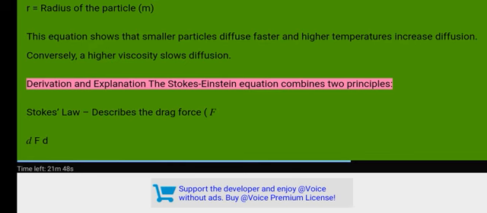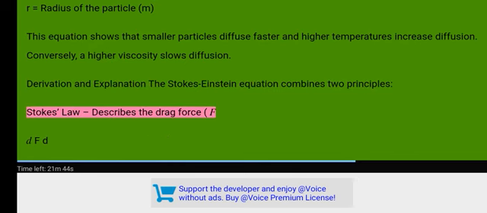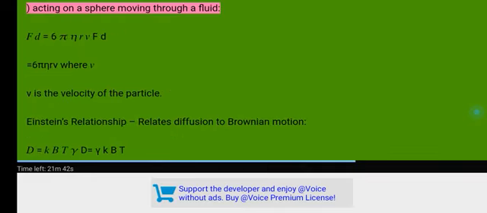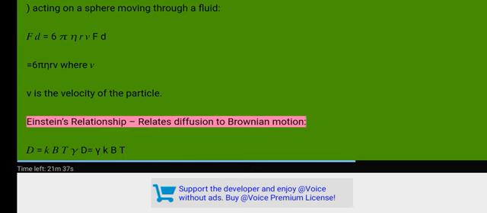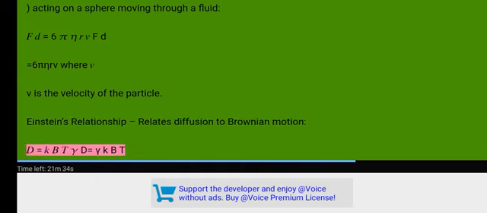Derivation and explanation. The Stokes-Einstein equation combines two principles. Stokes' law describes the drag force, F_d, acting on a sphere moving through a fluid. F_d equals 6 pi eta R v, where v is the velocity of the particle. Einstein's relationship relates diffusion to Brownian motion: D equals k_B T divided by gamma.